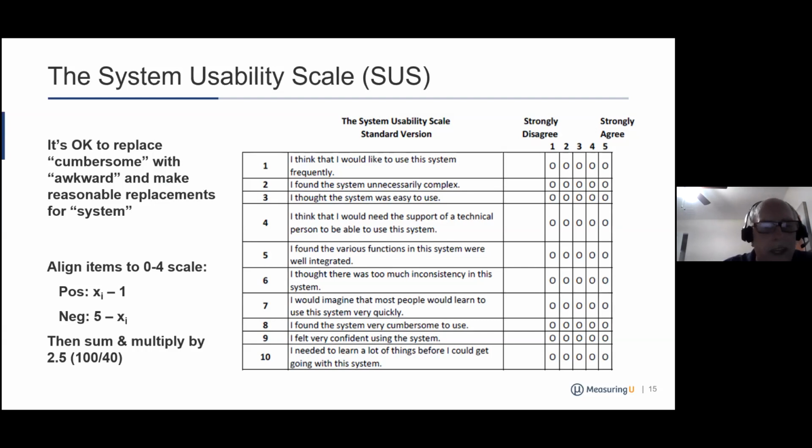And I'm not going to get into how you compute the score, but because of the mixed tone of the items, it's a little bit complicated to get the SUS score. But the important thing to know is that it ranges from 0 to 100 once you've done it: 0 if everybody gives a rating that would indicate poor perceived usability, 100 if they give ratings that indicate the highest level.